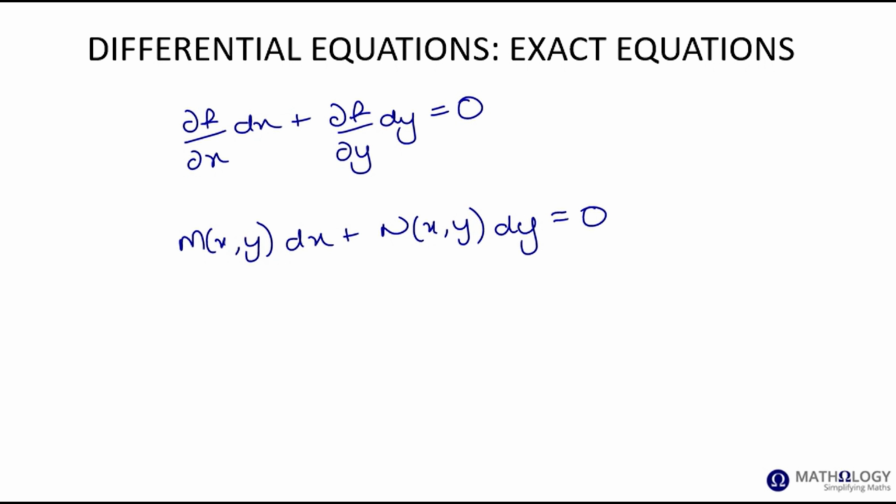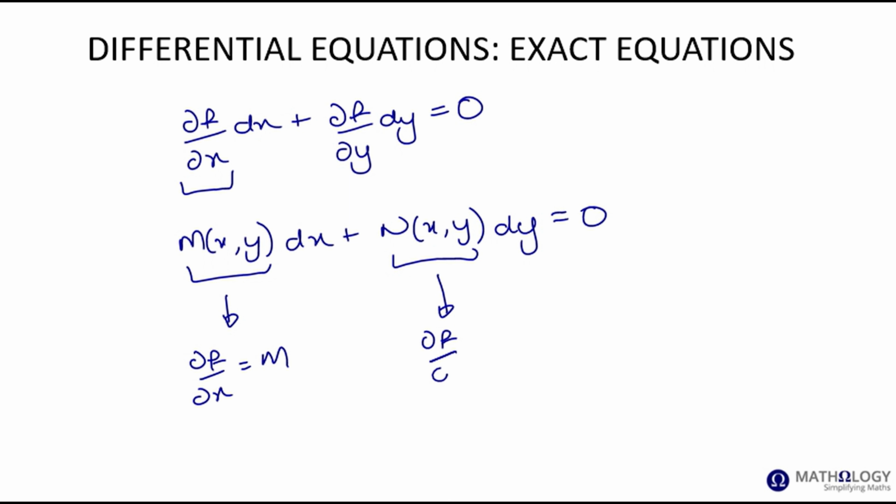So just by comparing these two expressions, we can clearly see that the partial of f with respect to x is equivalent to M(x,y). Now, M(x,y) and N(x,y) are basically functions of x and y. So, in other words, the partial of f with respect to x equals M, and the partial of f with respect to y equals N.